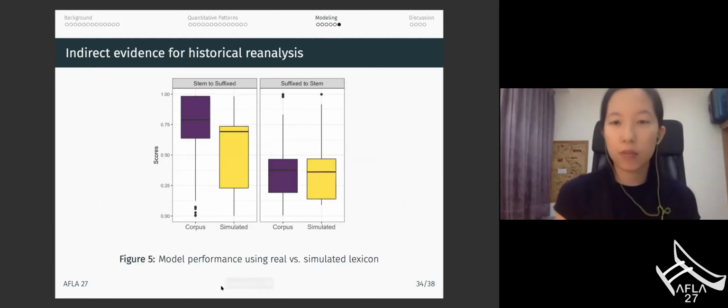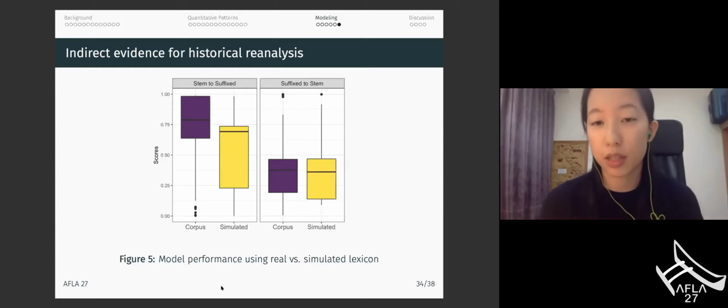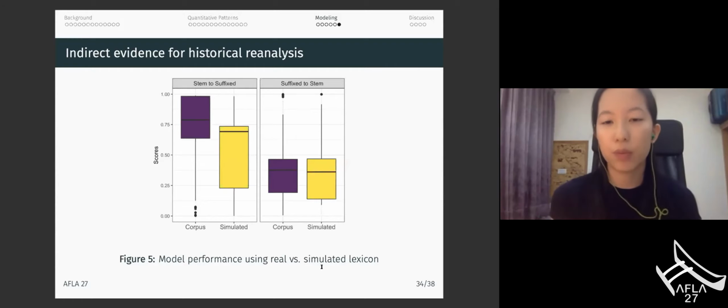So here are the modeling results for the second round. We can see first on the right-hand side the results for the suffix-based model. It performs roughly equally the same on both the corpus in purple and the simulated lexicon in yellow. And it performs badly on both of them.